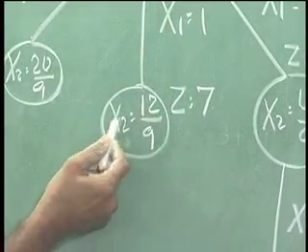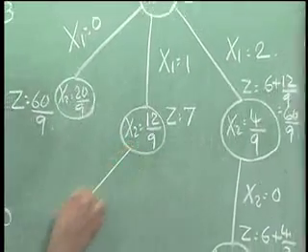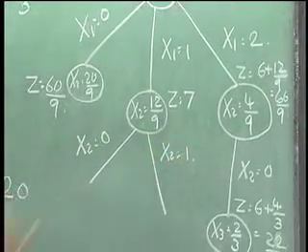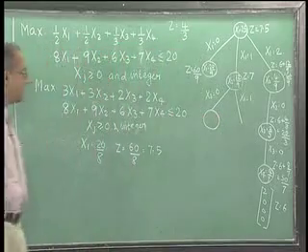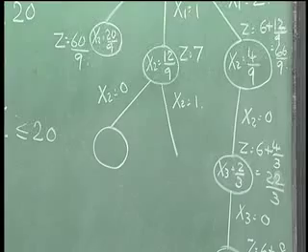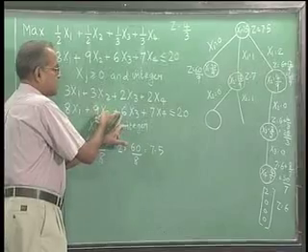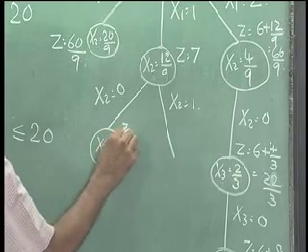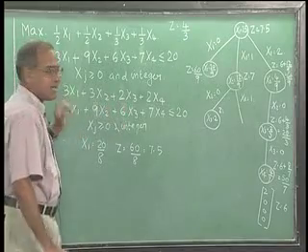Now here we have x2 is equal to 12 by 9, which is just greater than 1. So x2 can now take two values. This can take x2 equal to 0 and this will become x2 equal to 1. So when x1 equal to 1 and x2 equal to 0, we have 8 units already consumed, 12 units are available, so x3 will be equal to 2 exactly. So x3 equal to 2 and z is equal to 6 into 2, 12, 2 into 2, 4, 4 plus 3, 7.